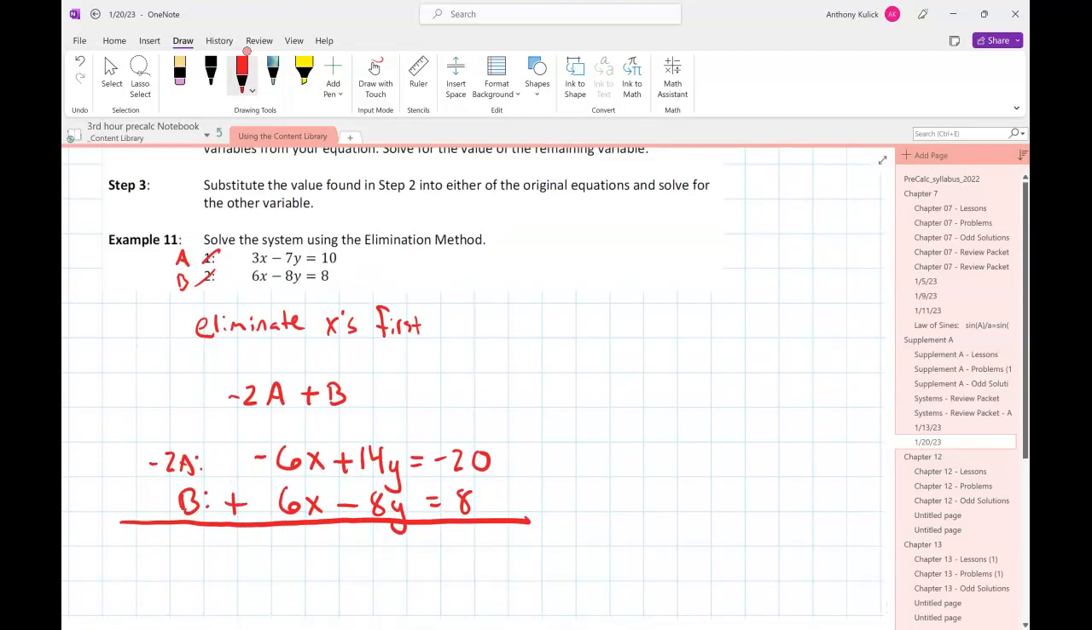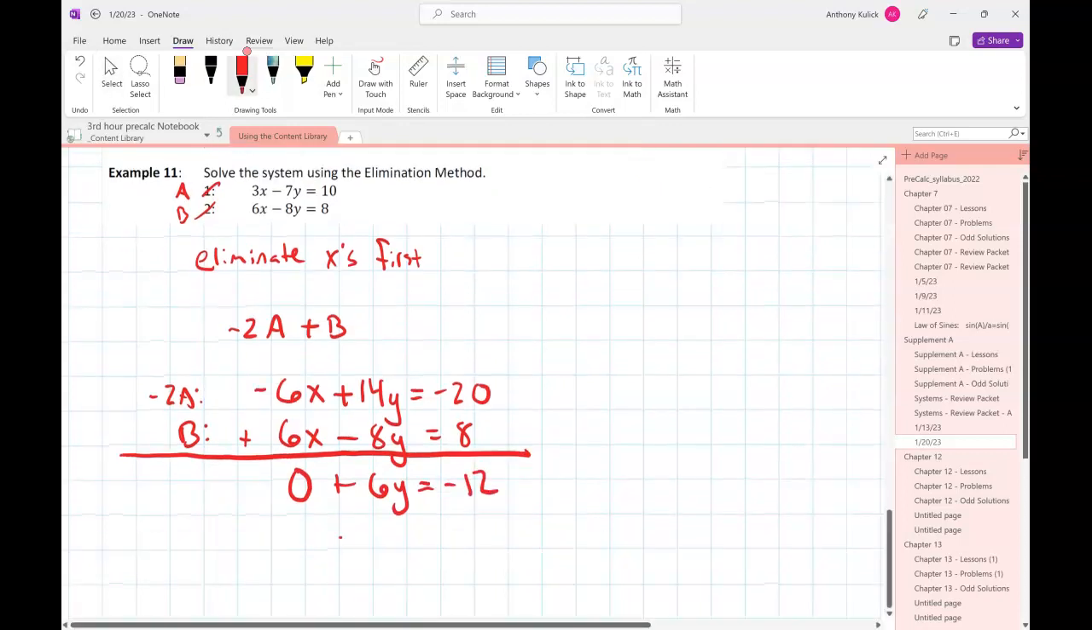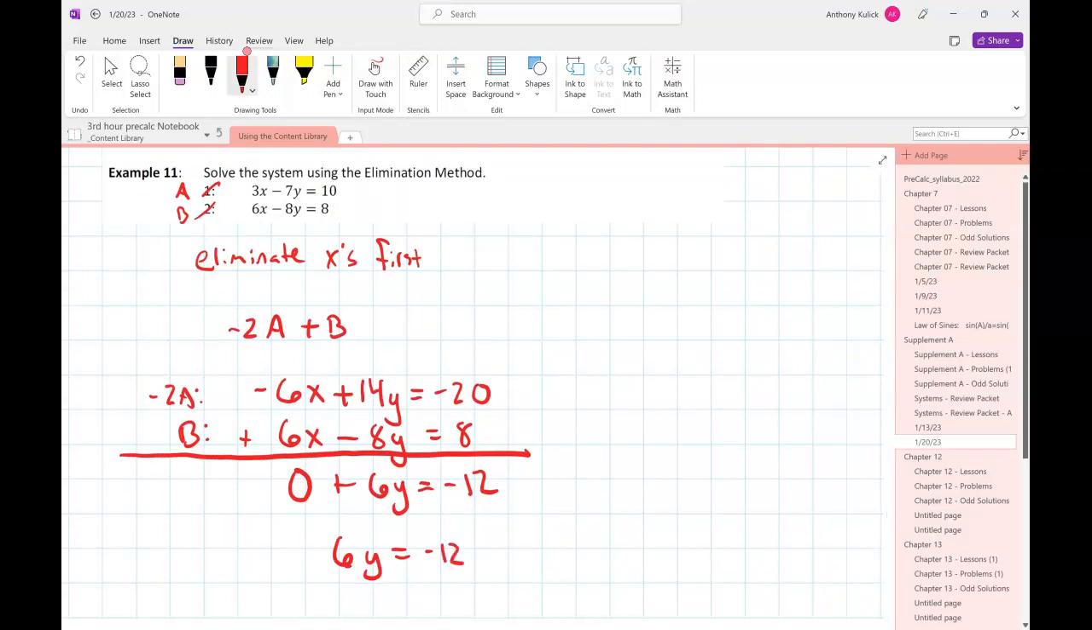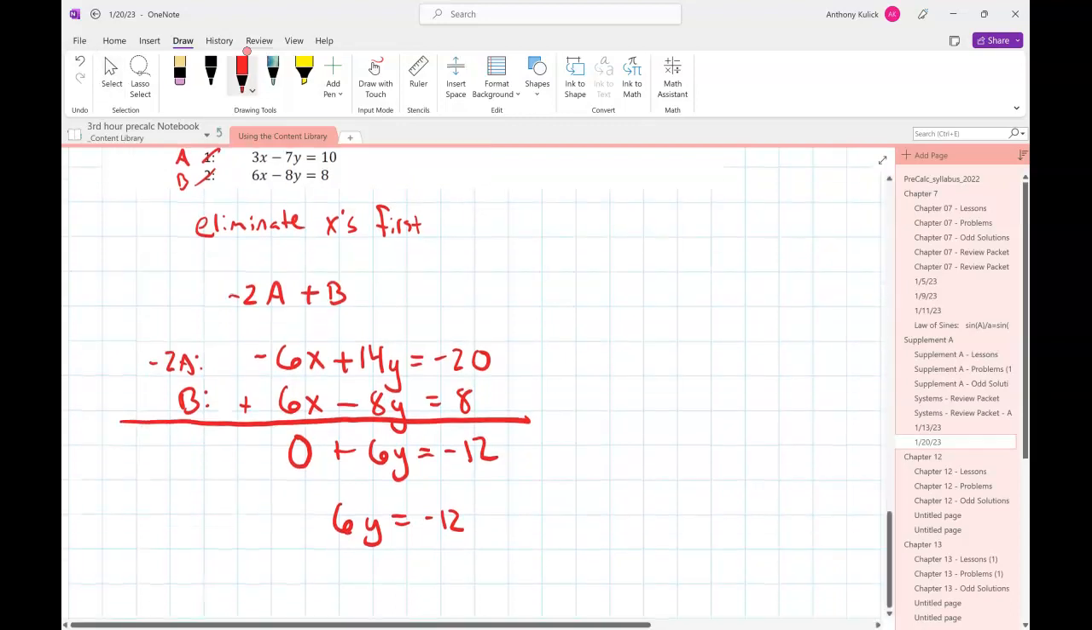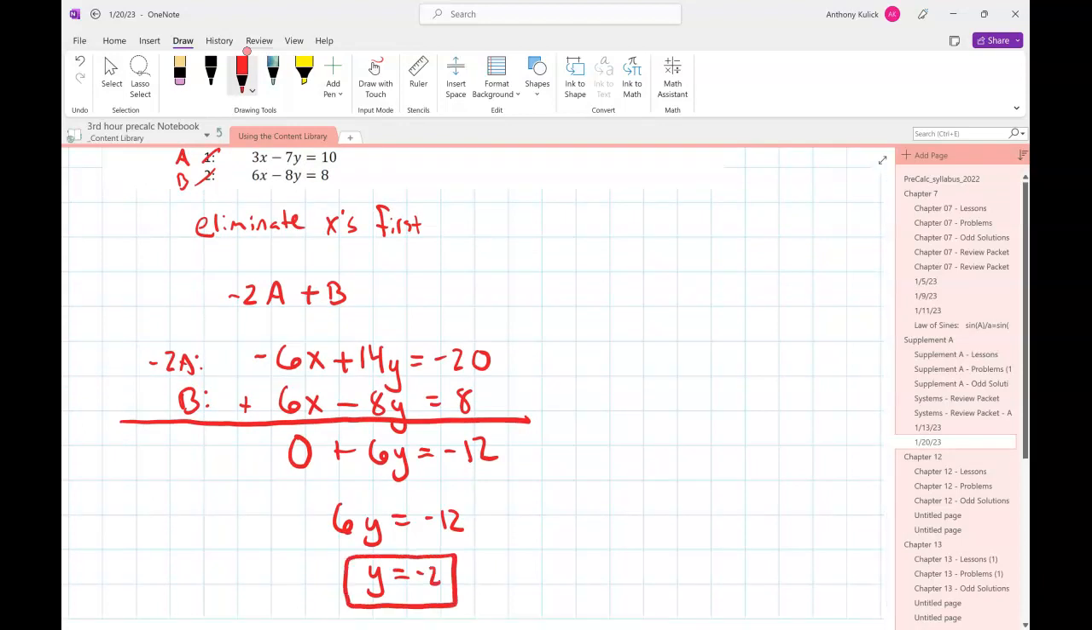And I'm just going to add straight down. So that gives me 0 plus 6y equals -12, or just 6y equals -12. Well, that equation's easy to solve for. I just divide by 6. There's my answer for y.